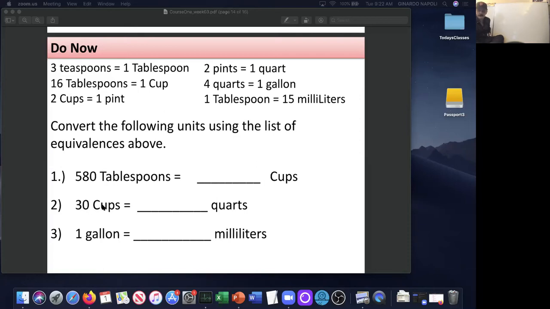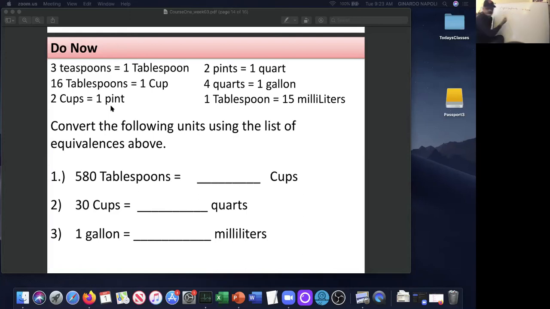We're not going to be able to do that with number 2. We have cups, 30 cups. We want to find out how many quarts there are. So we want quarts, we have cups. So the only 2 things that have cups are up here on the left, and neither of them go to quarts. But notice the pints goes to quarts. So we're going to have to use 2. We're going to have to go from cups to pints, and then we're going to have to go from pints to quarts.